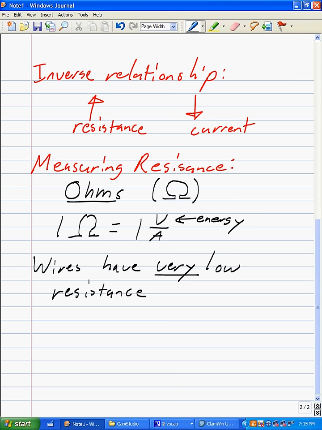And some objects can be even higher, things like a toaster. Those little coils get very hot, they take a lot of energy, they take a lot of current, and because of that, they can have very high resistance. So we'll use a multimeter in class to measure resistance of some different objects, and we'll actually do some experimentation with creating our own variable resistors as well.